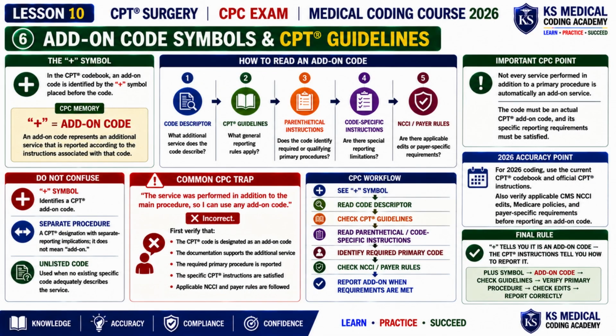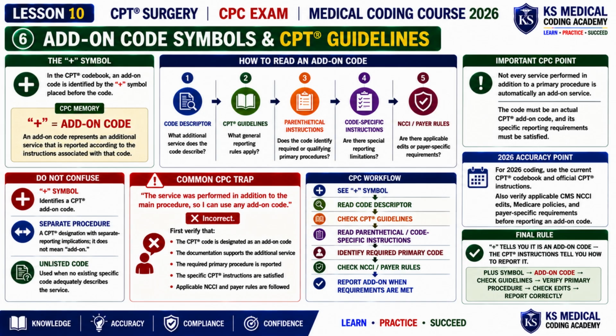Now let's understand the add-on code symbol and CPT guidelines. In the CPT Codebook, an add-on code is identified by the plus symbol. Remember, plus equals add-on code. When you see the plus symbol, don't stop at the code descriptor. Check the CPT guidelines, parenthetical instructions, code-specific requirements, and applicable NCCI or payer rules. Not every service performed in addition to a primary procedure is automatically an add-on. The code must be designated as an add-on code, and its specific reporting requirements must be satisfied.